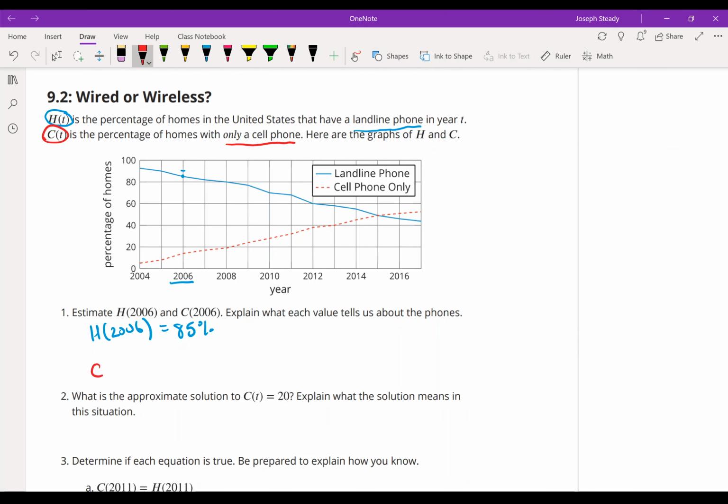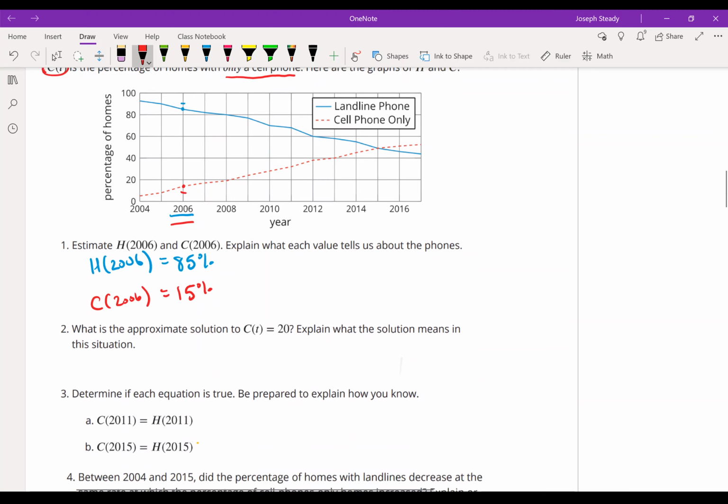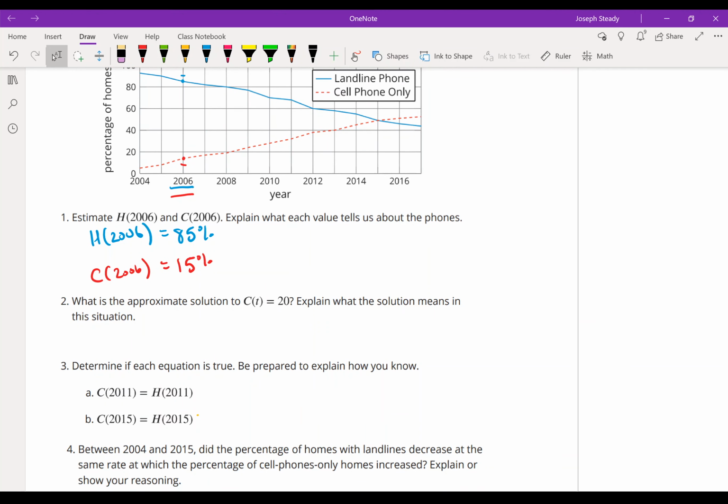C of 2006, same idea. Our input is the year 2006, so same input, but different function, so we're going to have a different output. And again, 10% is right there in the middle, so this is probably right around 15%. So if we want to explain these values, h of 2006 means that in the year 2006, 85% of homes had a landline. And similar explanation for c of 2006.